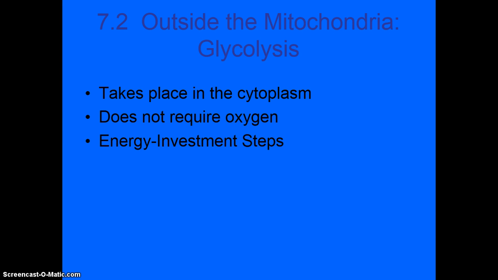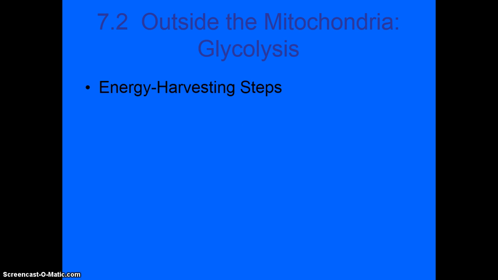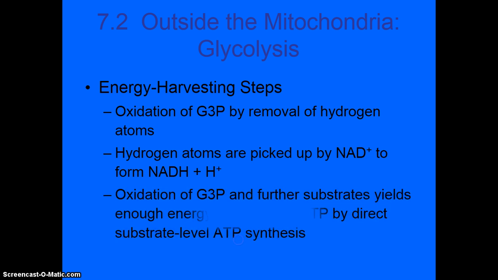One set we refer to as energy investment steps, because we're going to put in 2 ATPs in order to get glycolysis to go and to get the products that we need from it. And then there are the energy harvesting steps. And this is where the oxidation of G3P is going to occur. In addition to that, we're going to have 4 ATPs being produced, which is going to give us a grand total in glycolysis of 2 ATPs for ATP production.